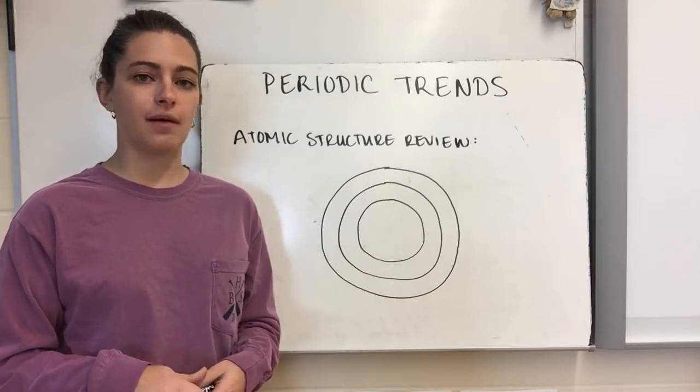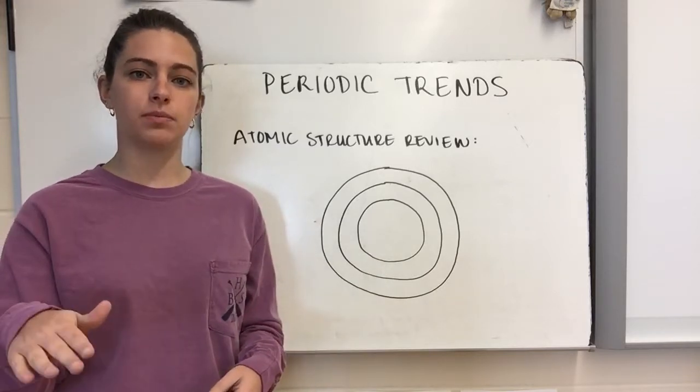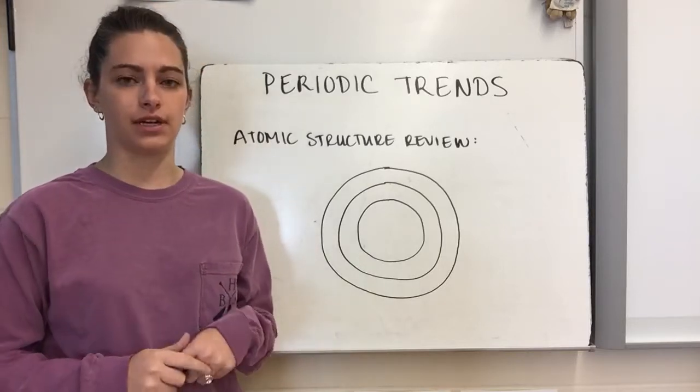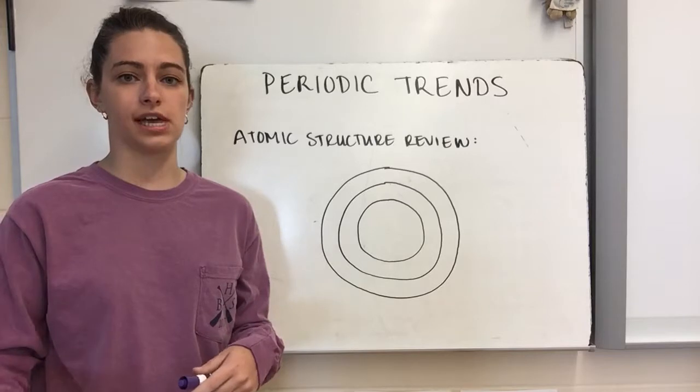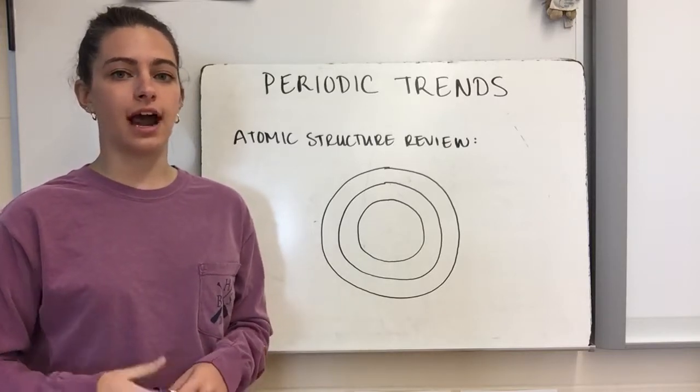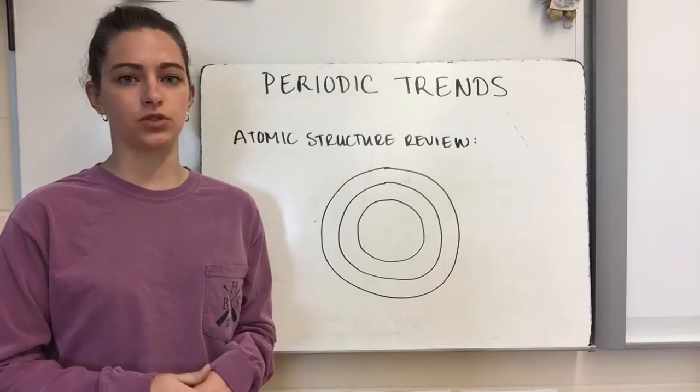So we're going to look at what happens as we move from left to right across the periodic table, and what happens as we move from top to bottom on the periodic table, to each of those three features of our atoms. But first, before we talk about that, I want to go through a quick review of atomic structure.